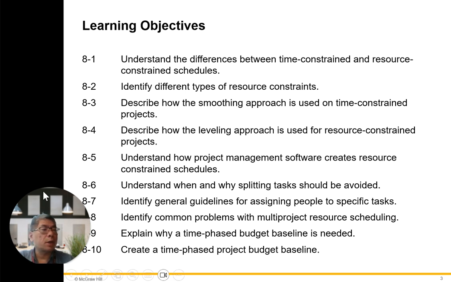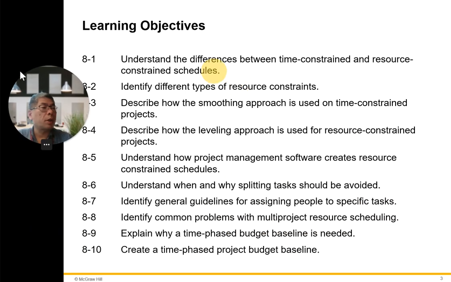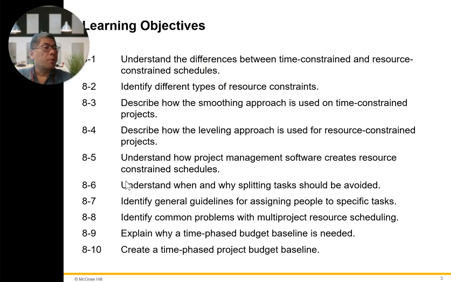Number five, understand how project management software creates resource constraint schedules. Number six, understand when splitting tasks should be avoided. Number seven, identify guidelines for scheduling specific tasks. Number eight, identify the common problems with multi-project resource schedules. Number nine, explain why the time-phased budget baseline is needed. Number 10, create a time-phased project baseline.